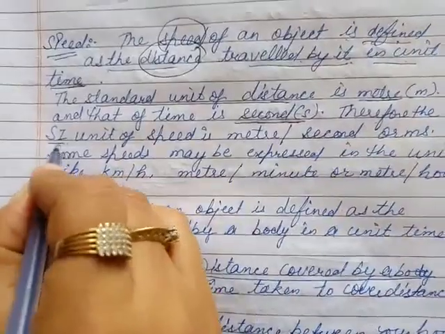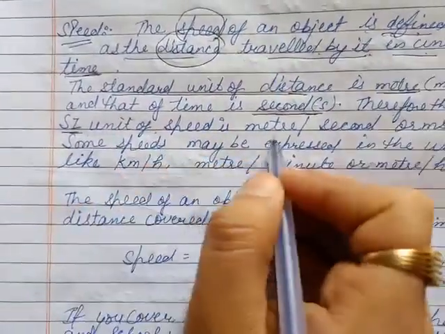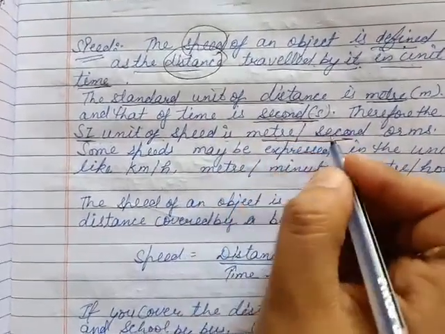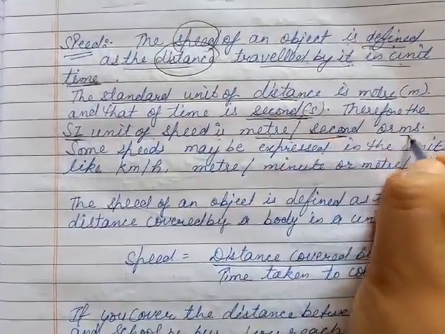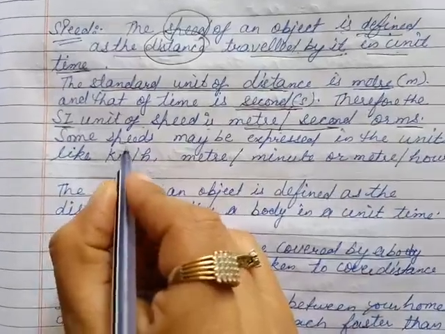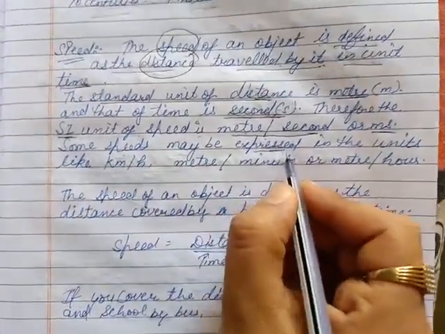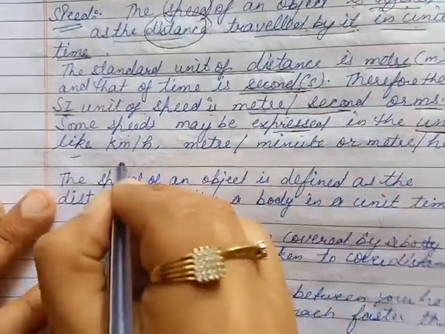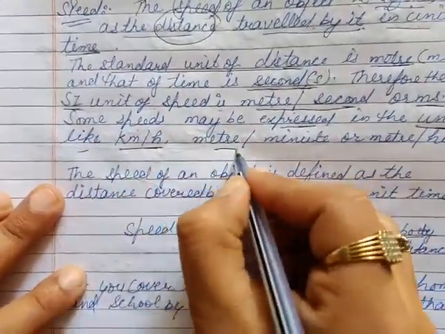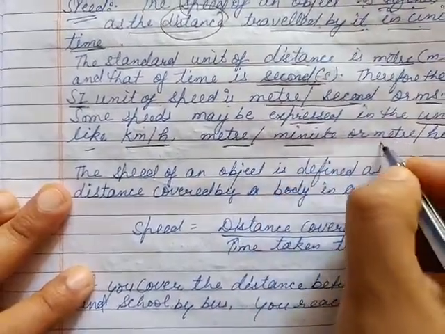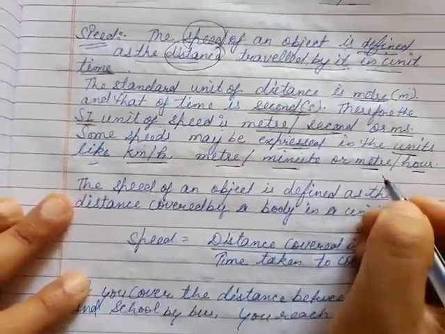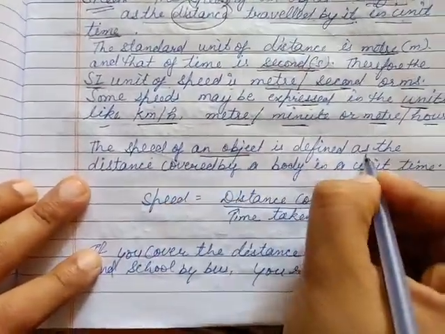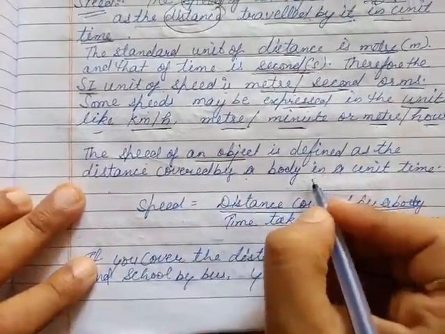Therefore the SI unit, it means system unit, of speed is meters per second, मीटर पर सेकेंड. सिस्टम यूनिट को हम स्पीड में मीटर पर सेकेंड, और शॉर्ट फॉर्म में m/s. Some speeds may be expressed in units like kilometer per hour, meter per minute or meter per hour.